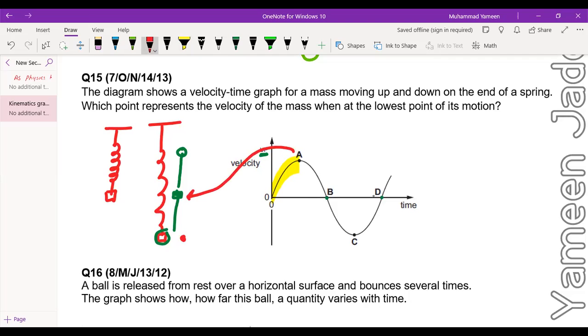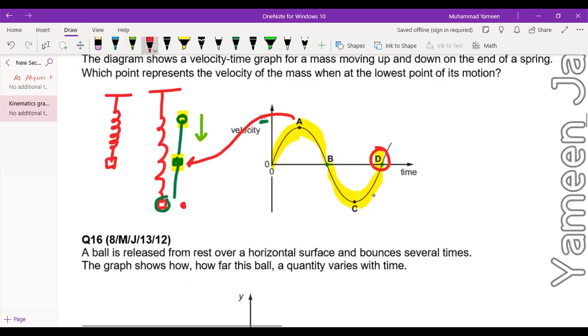Okay, then velocity decreases, and it is 0 at the top. That is the top point. Then as it moves in the downward direction, the sign of velocity changes. So velocity becomes negative. It is maximum at the center, and again it becomes 0. So D shows the point when the spring is at the bottom. So D shows a point when the spring is at the bottom, okay, at the lowest point.